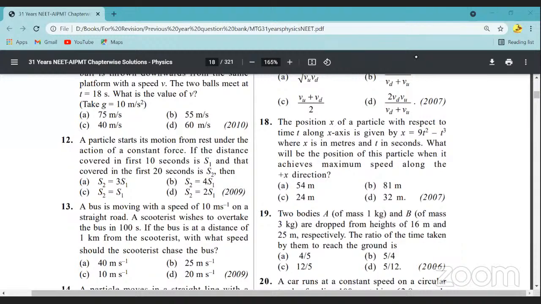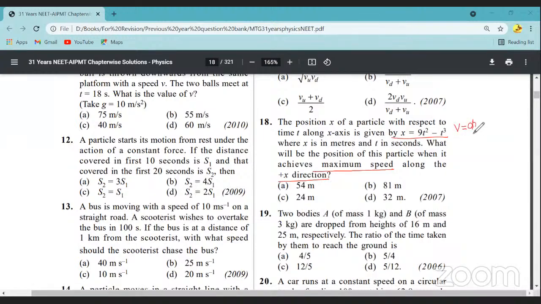Okay, am I audible now? Yes, sir. Question number 18. Sir, 18A, 19A. Okay, the position of a particle with respect to time is given. What will be the position of this particle when it achieves maximum speed along the positive direction? So first find out the speed, then find out when the speed is maximum, find out the time, and then put that time in. So the question is, what will be the position of this particle when it achieves maximum speed along the positive x direction?